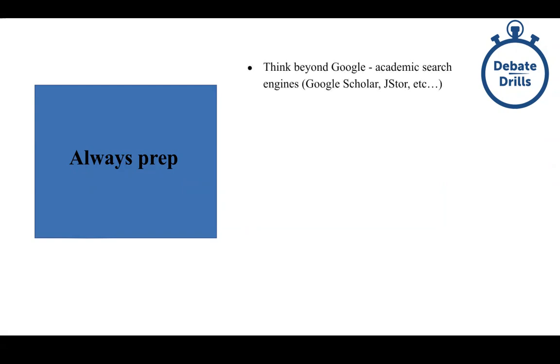So when you're doing this, there's some things that you want to keep in mind. First of all, you want to think beyond just Google when you're researching the topic or for evidence. Look to other academic search engines such as Google Scholar, etc. So this is not only going to help to expand the amount of evidence that you're going to be able to access, but this is also going to deepen your topic knowledge because it's going to give you access to much higher quality and more scholarly articles.